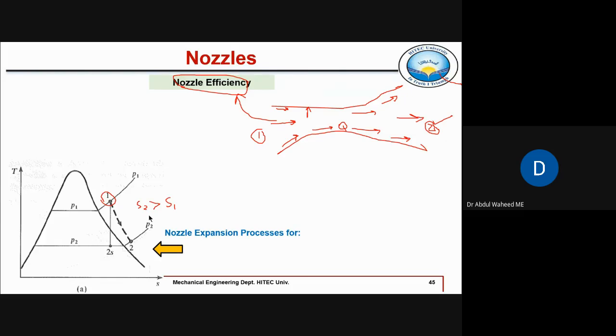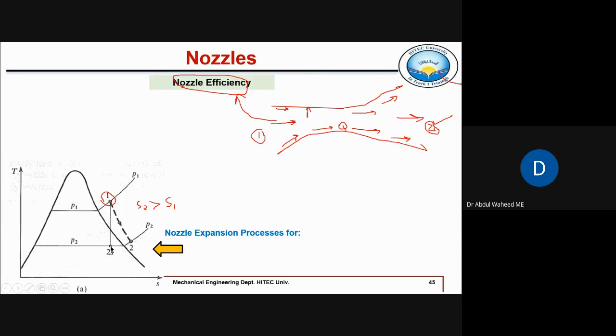Okay, so here you see point 2. Why is point 2 here in the superheated region? Because due to the non-isentropic effect, some friction is there, and due to this friction some heat is generated. Where will this heat go? This heat will go to the fluid itself. That's why the temperature at point 2 is greater than the temperature at point 2s. This is the case for a steam nozzle, because in a steam nozzle, point 1 is entering as superheated steam, and point 2 may be within the dome.